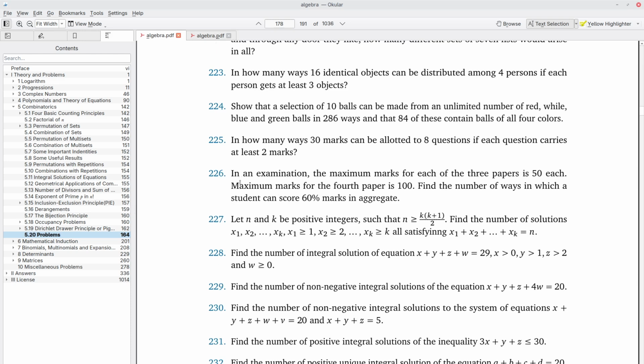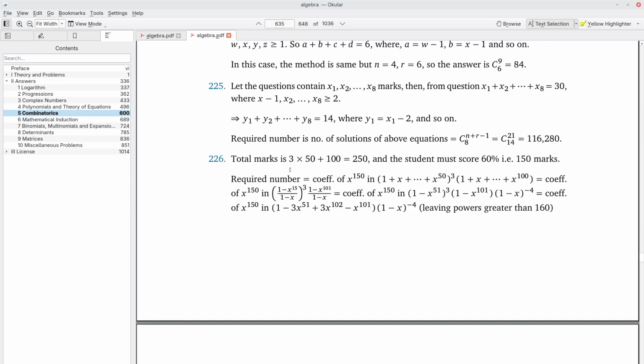Question 226 says that in an examination, the maximum marks for each of the 3 papers is 50 each. Minimum marks for the 4th paper is 100. Find the number of ways in which a student can score 60% marks in aggregate. So we have total marks of 3 multiplied by 50 plus 100, that is 250. To score 60%, a student needs 150 marks.